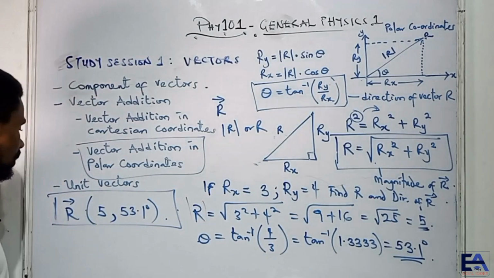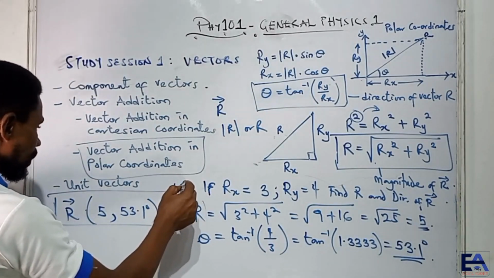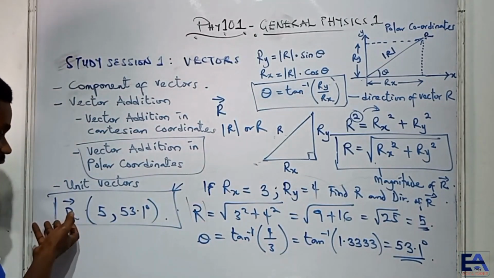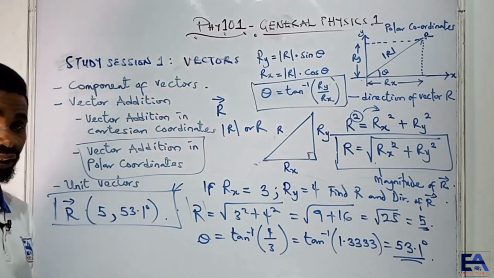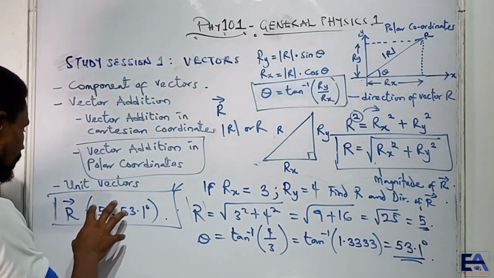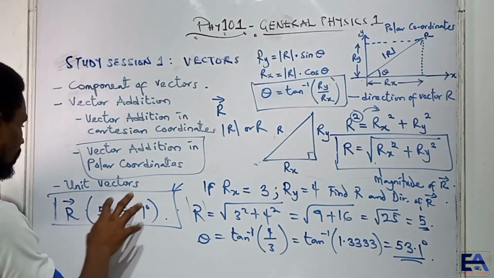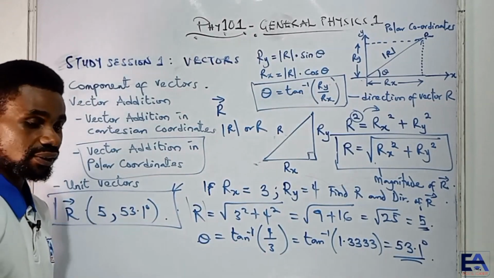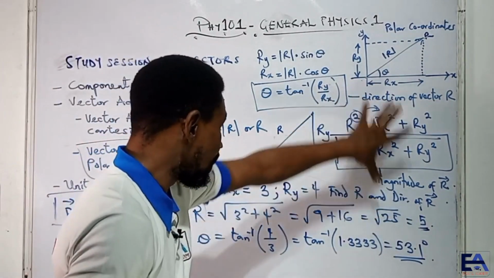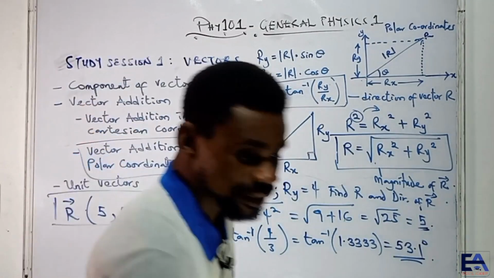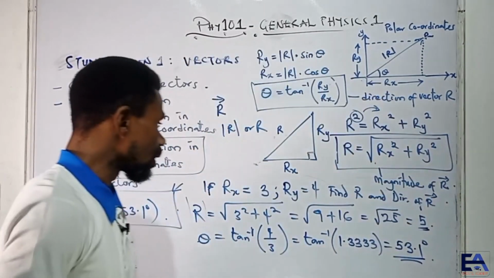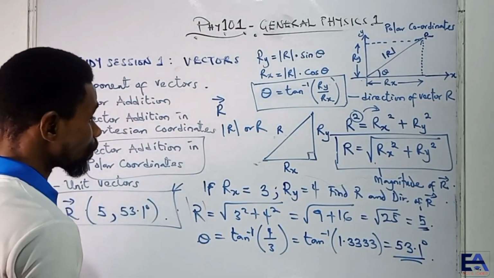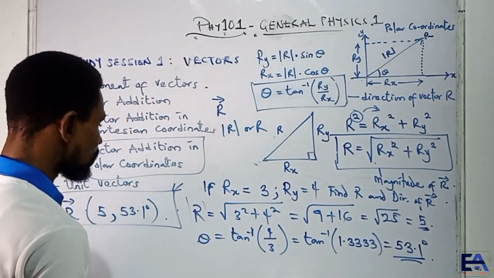So this is a polar representation, a way of representing the magnitude and the direction of a particular vector in the form of its polar coordinates. In its polar form, the magnitude here, and then the direction in degrees. All right, good. So quickly, we move on to the next one. I want to explain the one of Cartesian coordinates.